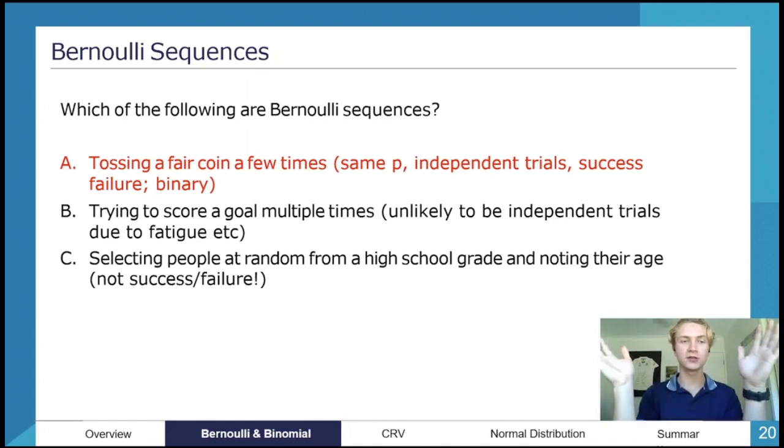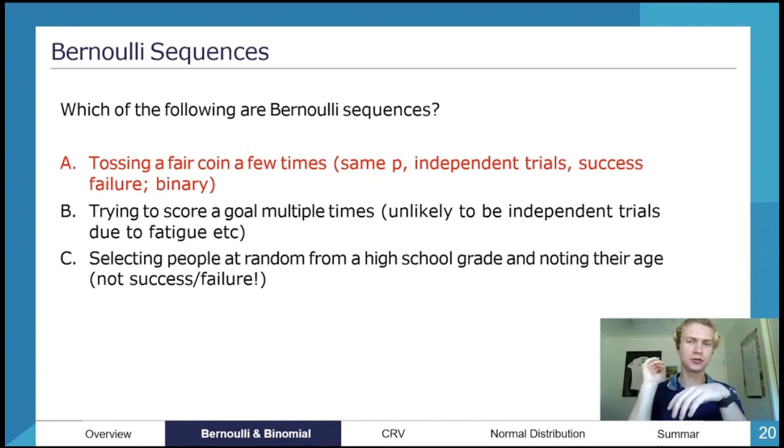However, when we look at B, trying to score a goal multiple times, this is unlikely to be independent. And the reason I say that is if you've scored a goal, it's going to give you confidence, and you're probably going to be more likely to score a goal in the future. Like athletes who start doing well, more likely to then keep on going and do well. Also, the probability is not therefore going to be constant. You're going to be tired by the end of it. The chance of scoring a goal might be higher or lower at the end, depending on your level of fatigue versus the goalkeeper's.